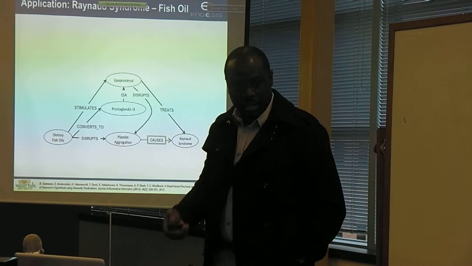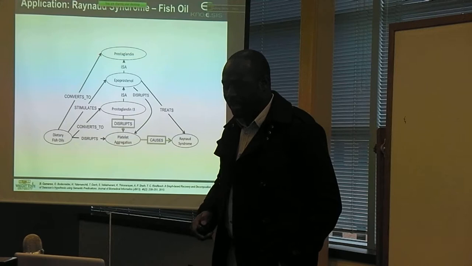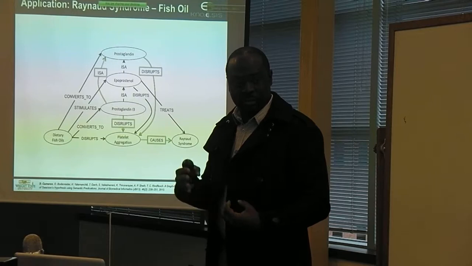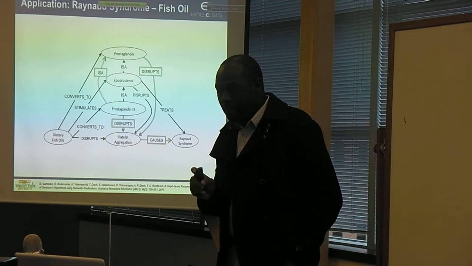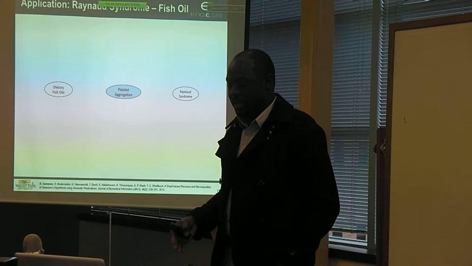We found another path which says that prostaglandins are produced by dietary fish oil, and one can extrapolate that, well, if epoprostenol is a prostaglandin, then it would seem that the set of prostaglandins are the mechanism by which dietary fish oils are disrupting platelet aggregation so that it may treat Raynaud. This was important to find, albeit manually, because up to this point in the literature, the best that anyone had done was to simply find that dietary fish oil, platelet aggregation, and Raynaud syndrome co-occur.